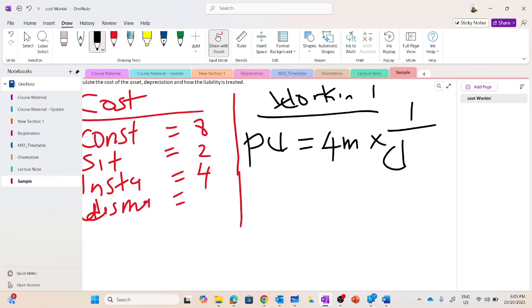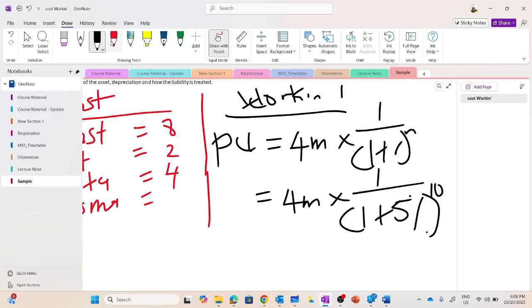Raised to the power n. So now we are going to solve 4m times 1 divided by 1 plus 5% raised to the power 10. So let's use our calculator. 1.05 raised to the power 10, 1 divided by answer, times 4.